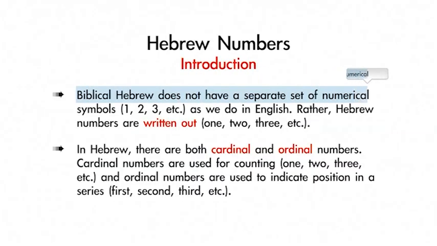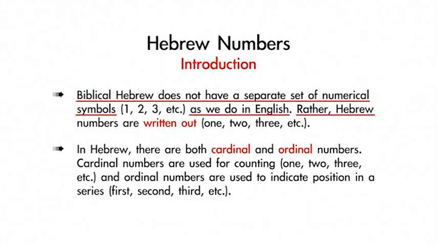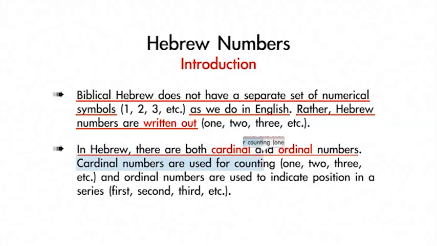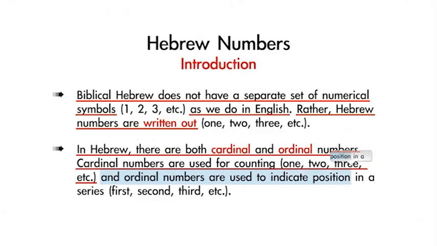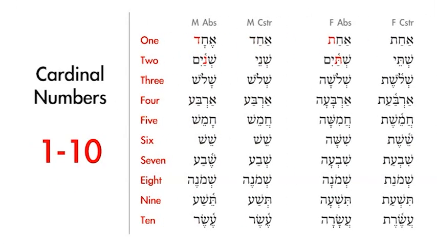Biblical Hebrew does not have a separate set of numerical symbols, as we do in English. Rather, Hebrew numbers are written out. In Hebrew, there are both cardinal and ordinal numbers. Cardinal numbers are used for counting, as in 1, 2, or 3, and ordinal numbers are used to indicate position in a series, as in first, second, or third. We'll be considering both of those in this chapter. Let's begin with the cardinal numbers.